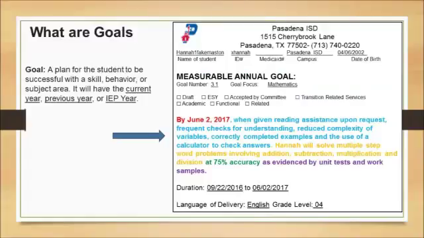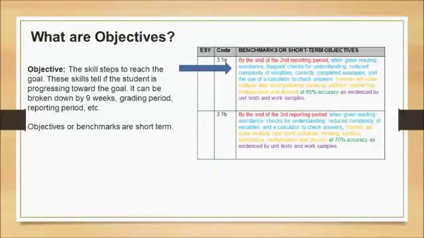What are goals? A goal is a plan for the student to be successful with a skill, behavior, or subject area. It will have the current year, previous year, or IEP year. The student will be working on this goal until June 2nd, 2017. What are objectives? The skill steps to reach the goal. These skills tell if the student is progressing toward the goal. It can be broken down by 9 weeks, grading period, reporting period. These objectives will appear below the goal.